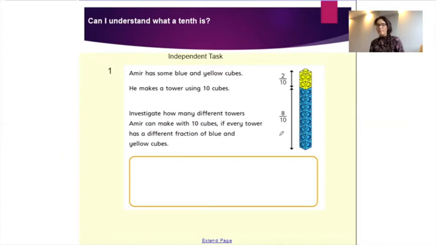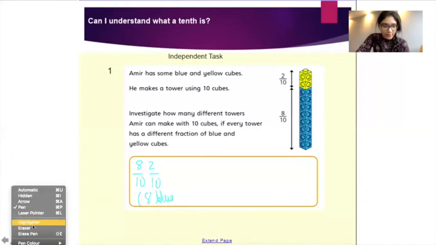So for example, I think he could make a tower that has 8 yellow cubes and 2 blue cubes. So I would write, rather than writing that, I would write in brackets 8 yellow, hang on.